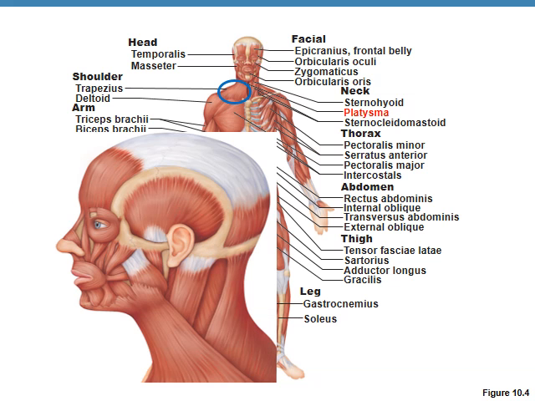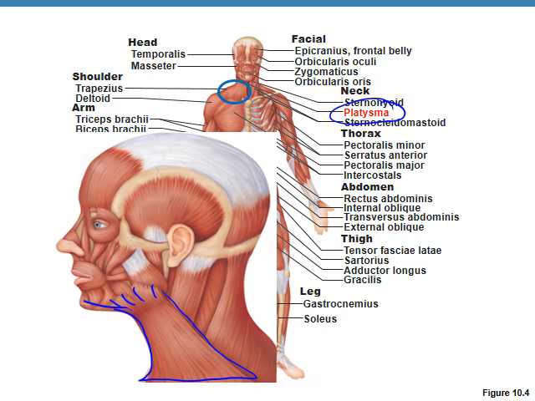Next we have to look at platysma. So here's platysma. There are very few models that actually show this muscle, so I might have to use a figure. You can see it here. It's this sheet of muscle that comes up to the lower jaw and all the way down. It's going to aid in depressing the mandible.